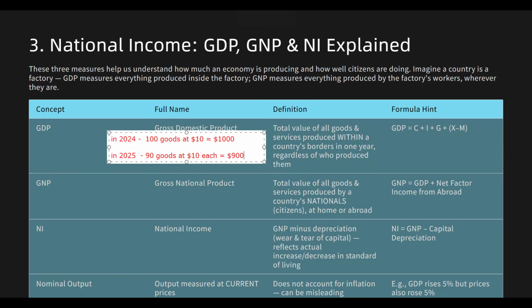You all understand? Yeah. All right. So nominal output uses the current prices. All right, do you want me to explain it again? Yeah, sir. All right.